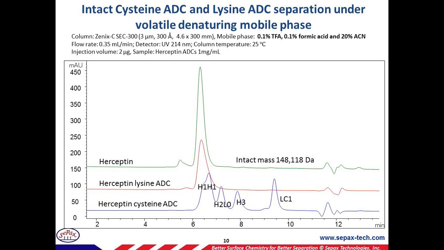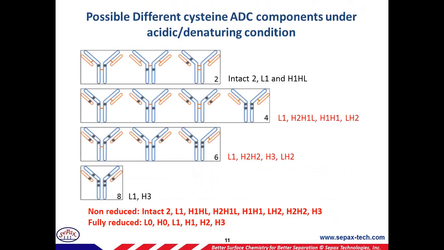Can go into a little bit detail here. These are the possible different cysteine ADC components under acidic and denaturing condition without the reducing conditions. So you can see, with 2, 4, 6, 8, these are the possible combinations of subunits. And now, if you're fully reduced, all these disulfide bonds will be broken. So you'll have all these subunits.